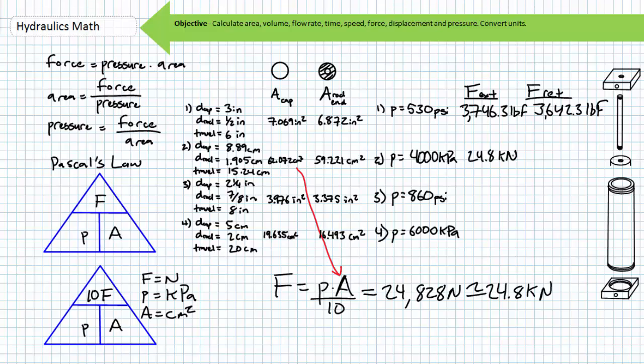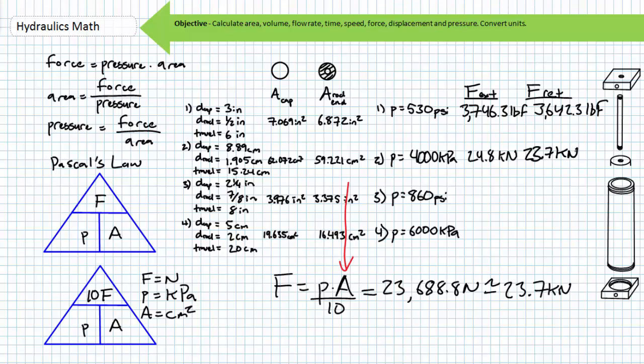Substituting in the unrounded value, we find an extension force of approximately 24,828.7 newtons, or 24.8 kilonewtons. At retraction, the functional area is the rod end, not the rod, the ring-like area, the rod end. Substituting in the necessary values, we find a retraction force of approximately 23,688 newtons, or approximately 23.7 kilonewtons. Again, notice the output force while retracting is slightly less than that of extension given identical input pressures because the functional area of the rod end is smaller than the functional area of the cap end.